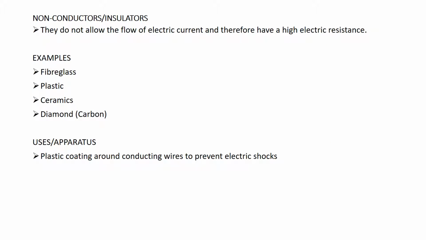Non-conductors or insulators. These do not allow the flow of electric current, and therefore they have a high electric resistance. So they are the opposite of conductors. Your examples are fiberglass, plastic, ceramics, diamond, like carbon. So we understand why now our conducting wires are coated in plastic, because plastic is an insulator. So for us not to be electrocuted by electricity, we need a coating that is not metal, that cannot conduct electricity or heat.